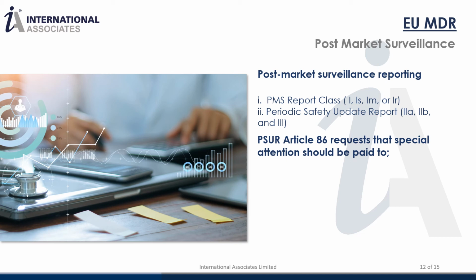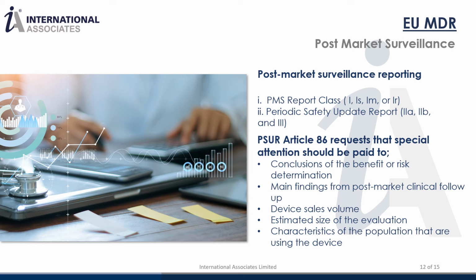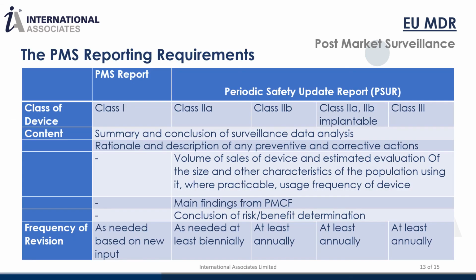For the Periodic Safety Update Report, PSUR, Article 86 requests that special attention should be paid to the conclusions of the benefit or risk determination, main findings from post-market clinical follow-up, device sales volume, estimated size and other characteristics of the population that are using the device. Here, you can see a tabular summary of the defined content and timelines for reviewing the PMS activities, taking into account the medical device class, as stated in the MDR.